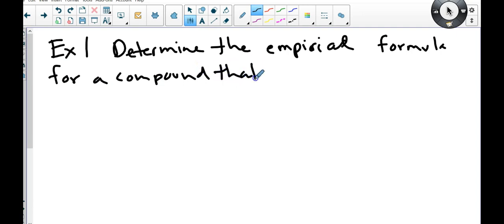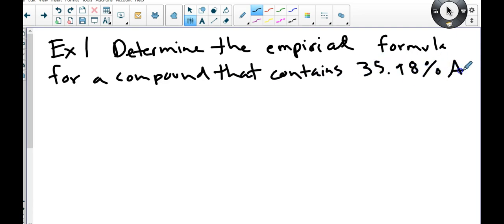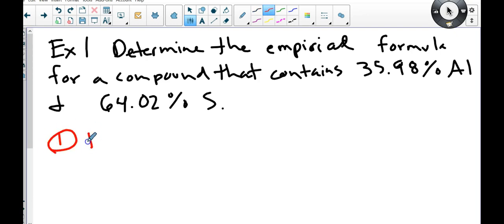that contains 35.98% aluminum and 64.02% sulfur. Okay, so you got it? Now, the first step is percent to mass.